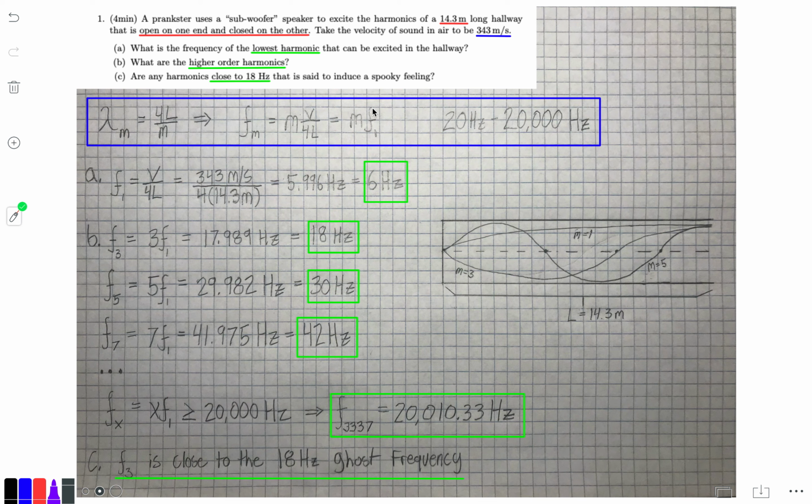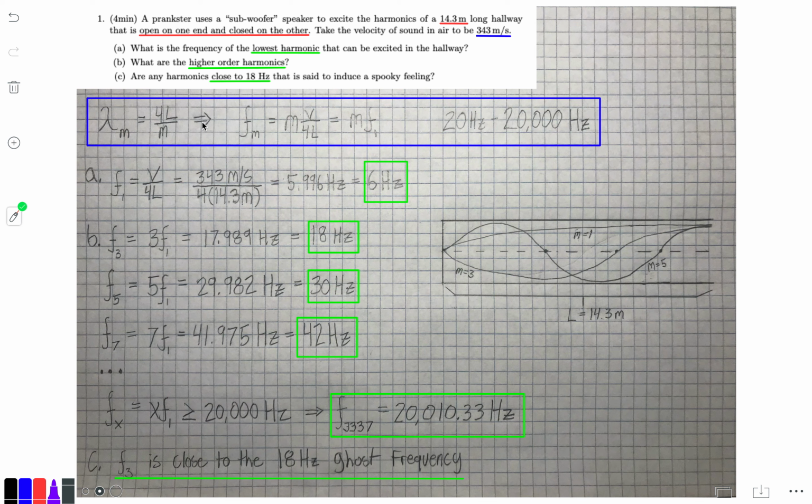This is a topic that's discussed in the book, but I've tried to draw a little image here to help actualize this. We can think of this as our hallway here. This may be one side, and this is our open end. This would be our first mode here, with one node right here. This would be our fifth mode right here. This would be our third mode, and so on.